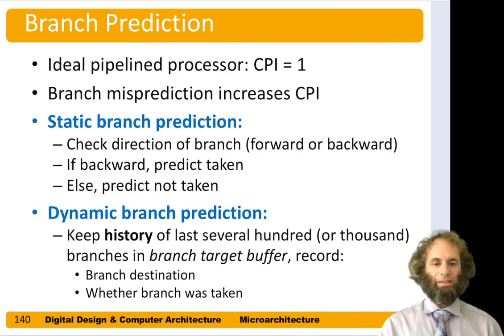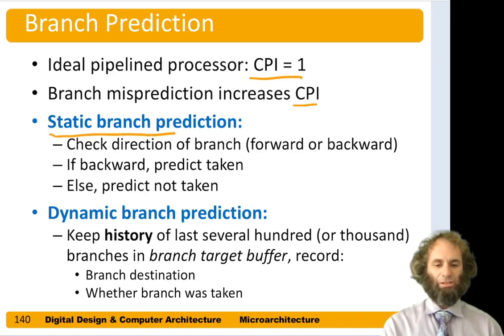So in an ideal pipeline processor, the cycles per instruction would be 1, but branch misprediction is going to increase that CPI. So our goal is to mispredict as rarely as possible to have the minimum penalty to performance.